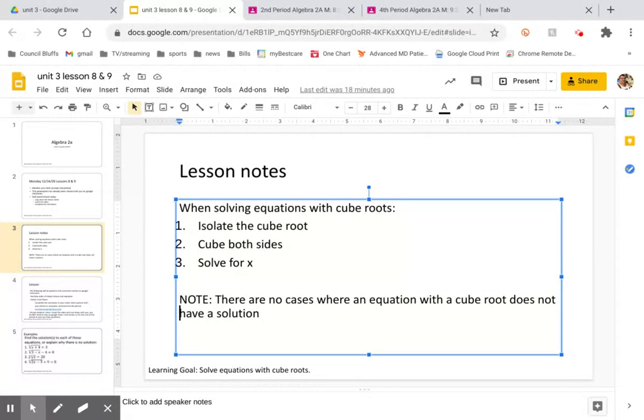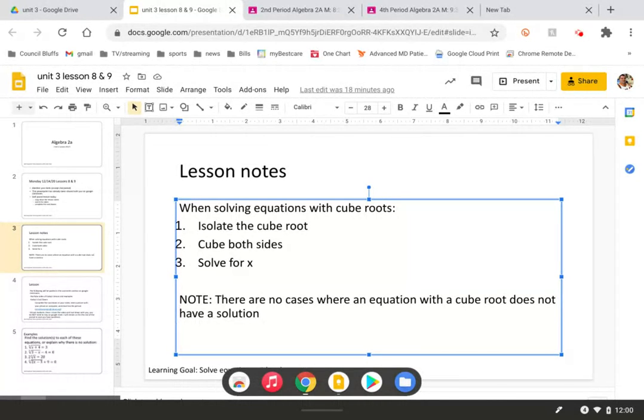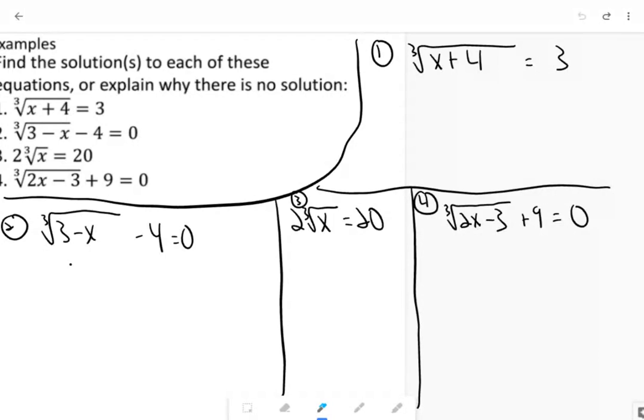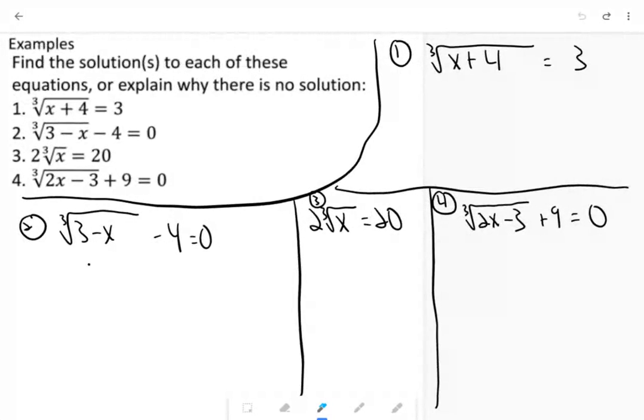So other than cube roots instead of square roots and cubing instead of squaring, the way we do it is going to be exactly the same. Okay, so let's take a look at our examples.